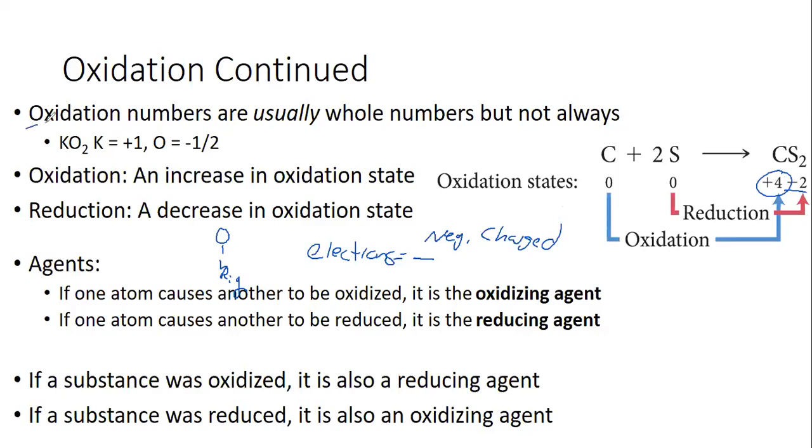Now there's another concept at the very top that I forgot about. Usually oxidation numbers are whole numbers. It is possible, it's rare, but it is possible that oxidation numbers are not whole numbers. So here in KO2, oxygen is actually minus 1/2. I probably will not give you any molecules like that on the test. So for us, we're going to have whole numbers, but in reality, it's possible not to have a whole number.